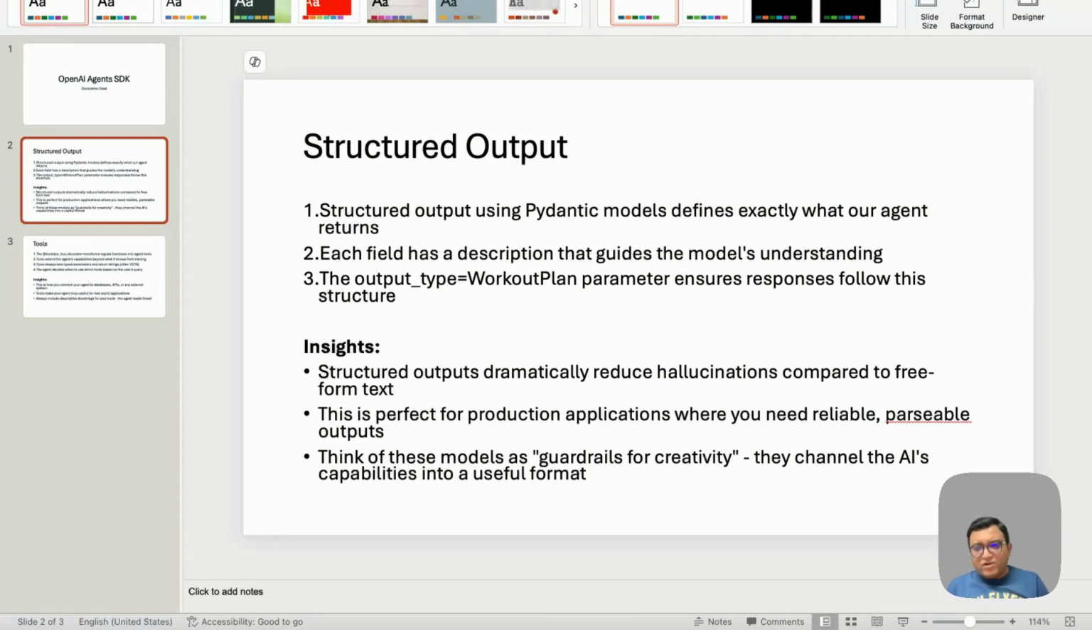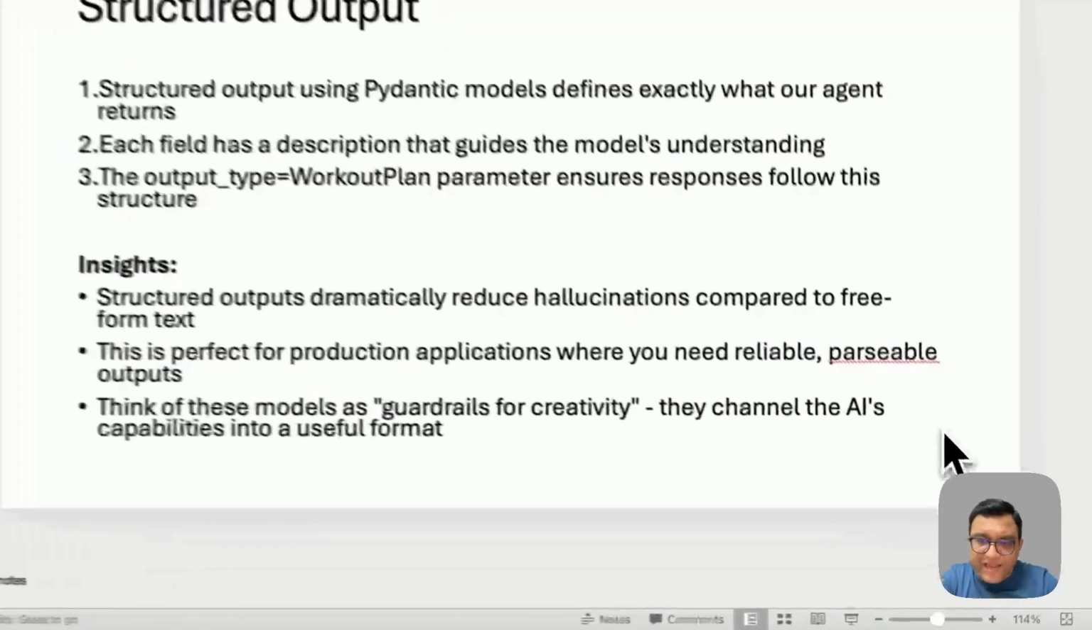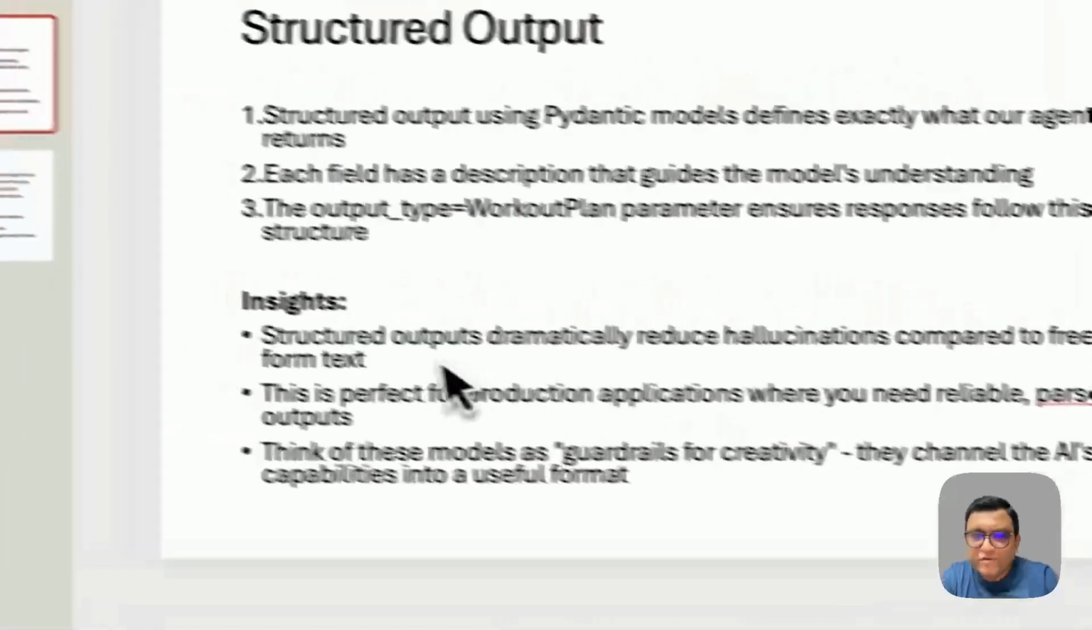So what are the insights here? First insight, which I talked about earlier as well, is that structured outputs dramatically reduce hallucinations. If it's free-form text, you will see it hallucinating a lot, especially if the query is slightly broad. This is perfect for production applications, where prevention is better than cure. You want your downstream processes to get inputs in a way that they understand, and not receive anything which is not parsable, right? Think of these models as guardrails for creativity. They channel the AI's capability into a very useful format.